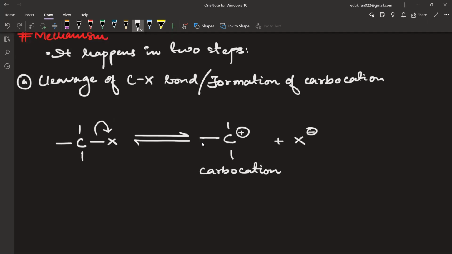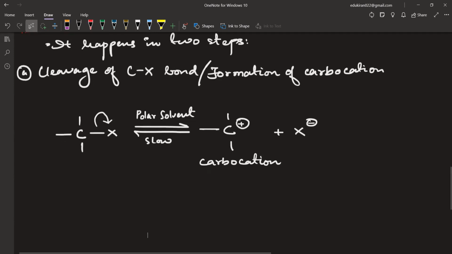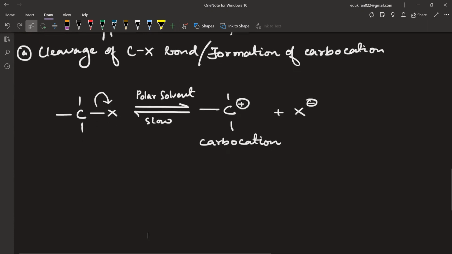First of all, it is slow. Now this X negative also has a high electron density. So this X negative can also attack this positive carbon, and it can again form the haloalkane. That is why it is slow and reversible, and in this case we use a polar solvent. There is a complete topic on why we use a polar solvent that we'll discuss later. But as of now, please write polar solvent.